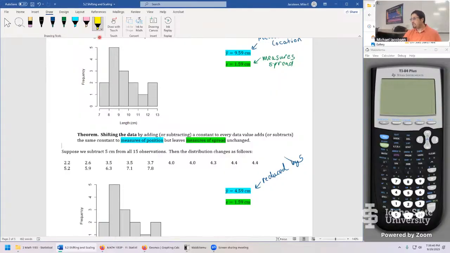And this is the part right here. We have to subtract the same constant to all measures of position. And that's what the sample mean was. That's why it's been reduced, but it leaves a measure of spread totally unchanged. So if it was 1.59 centimeters in standard deviation, this would be unchanged.